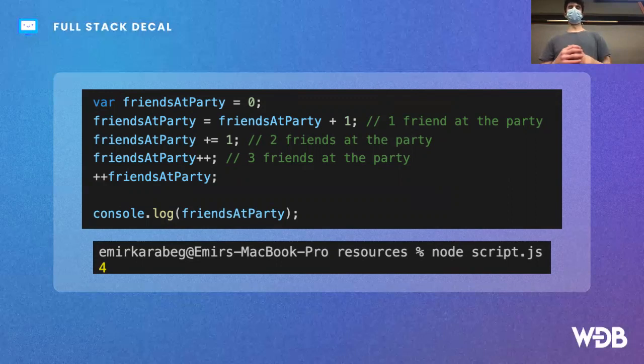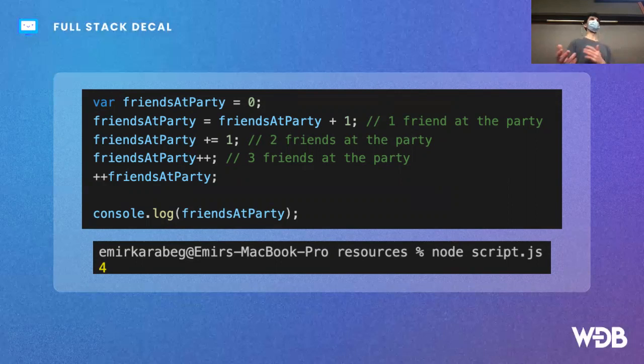So then I'm going to do a first type of operation, which is friends at a party equals friends at a party plus 1. We've seen this all before, hopefully. Basically what this is saying is I'm taking this variable friends at a party, and then I'm adding 1 to it by just equaling it to myself plus 1. So I'm going to have 1 friend at the party, which is pretty cool.